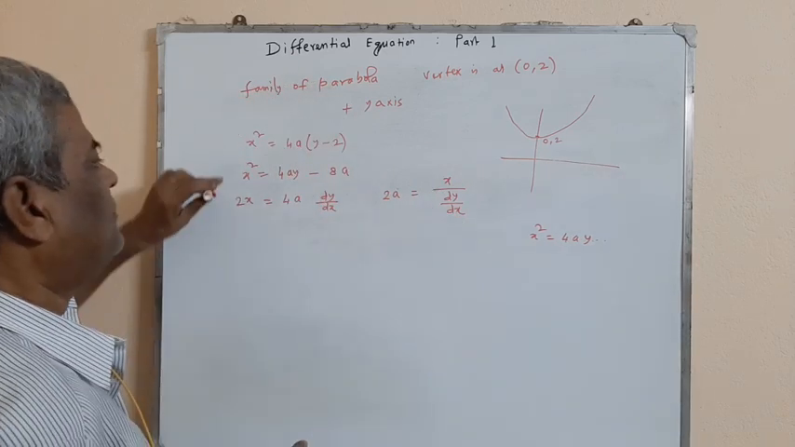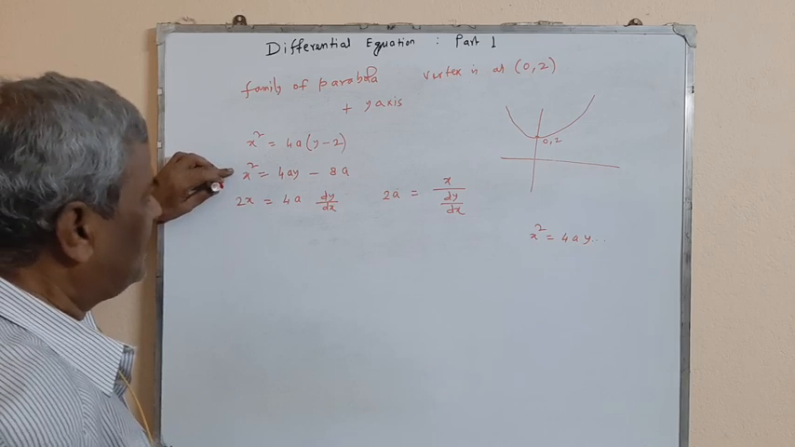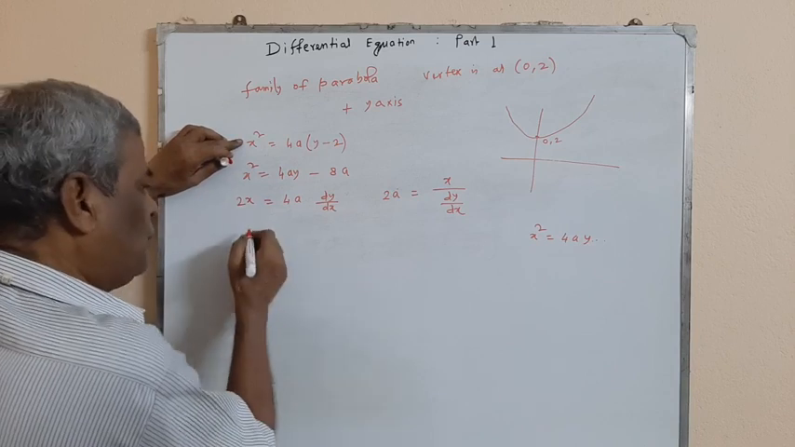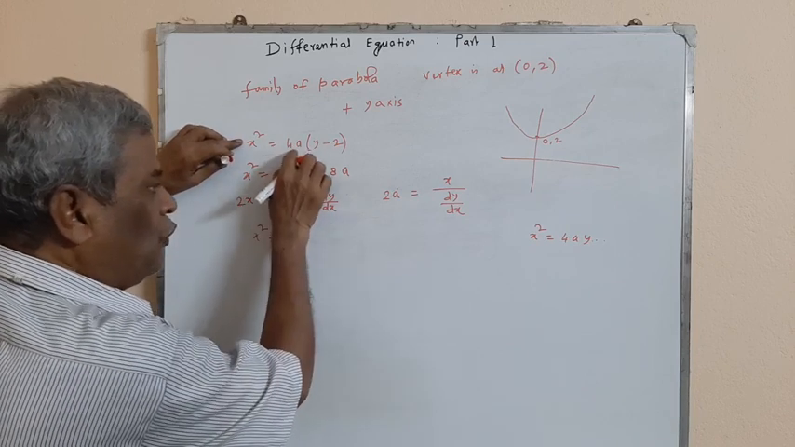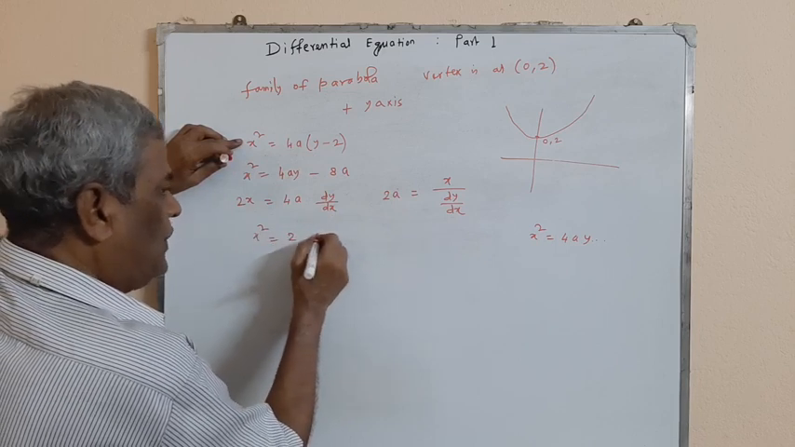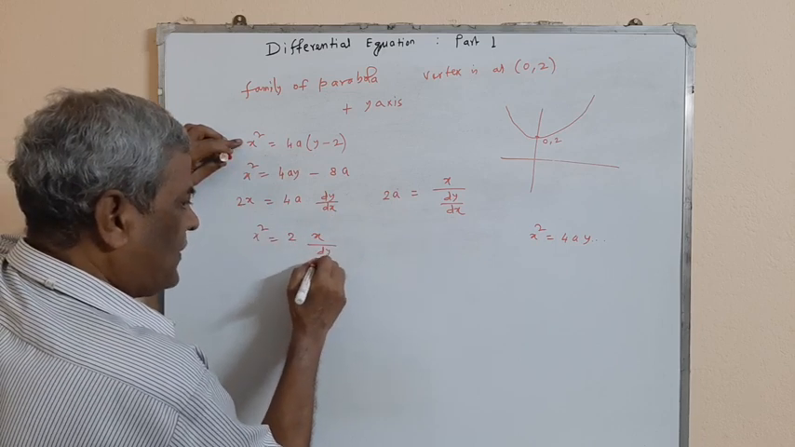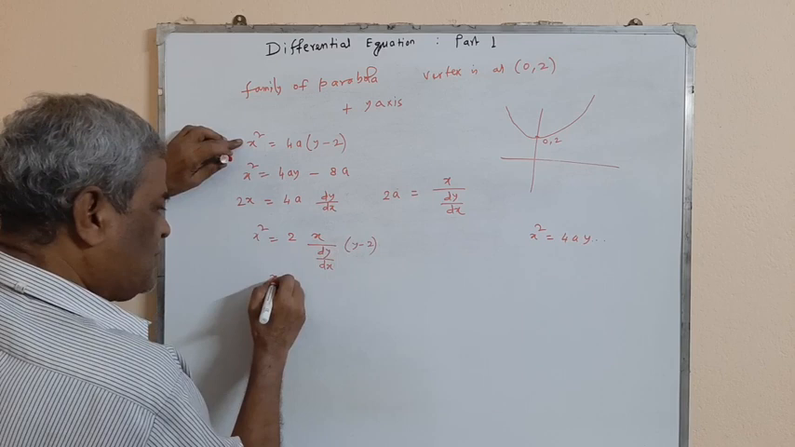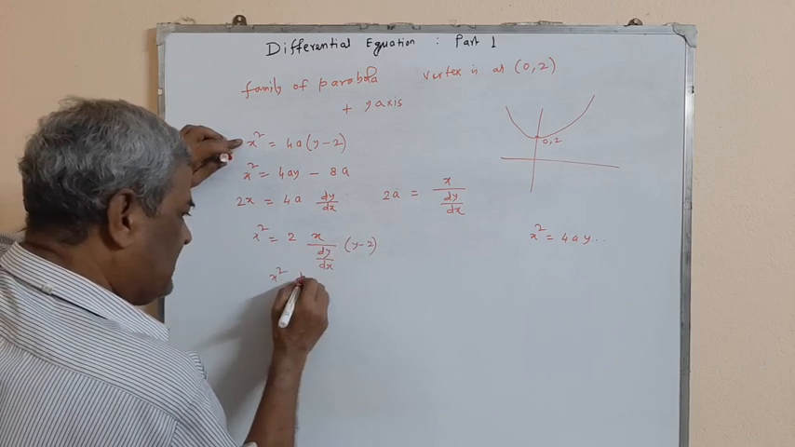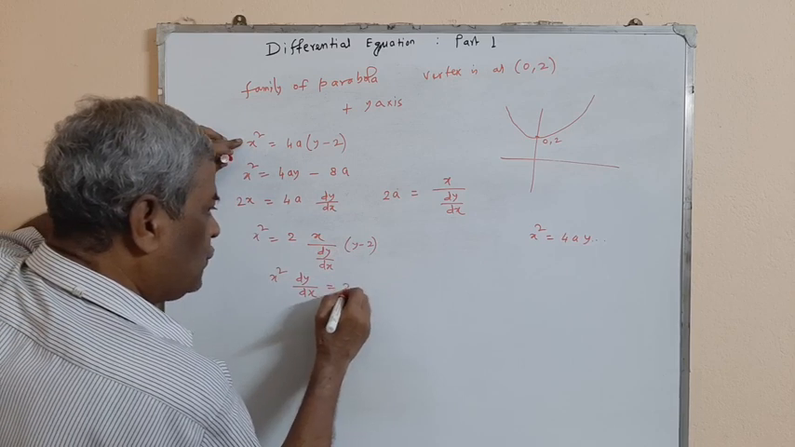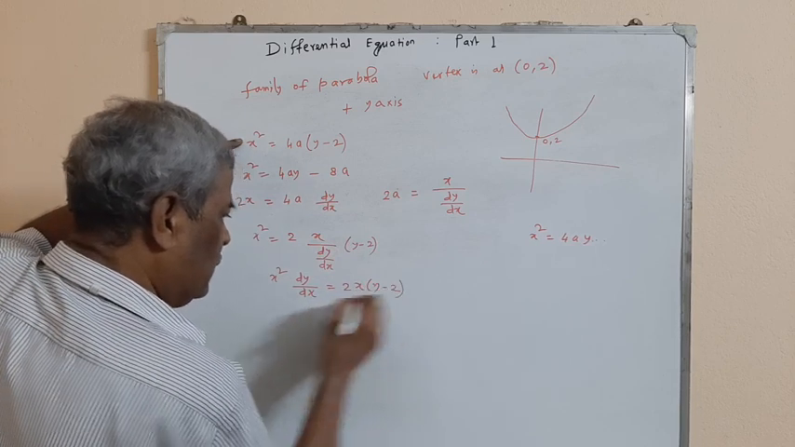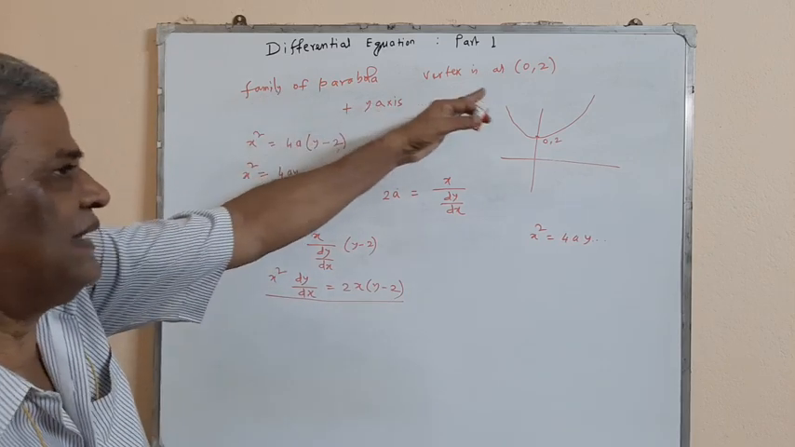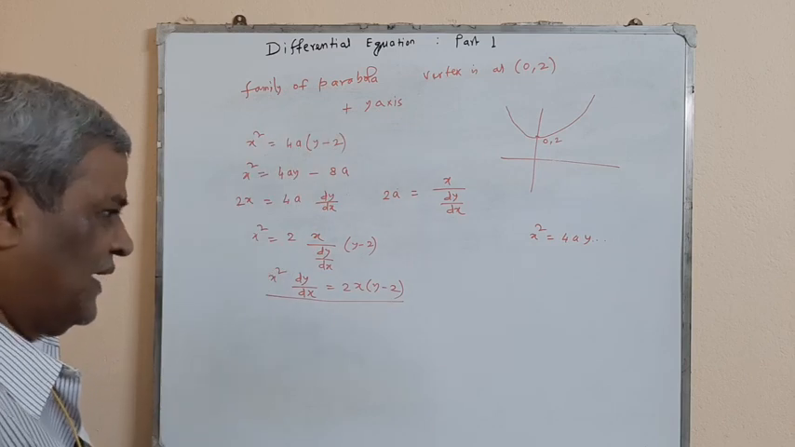So from the given curve, now try to eliminate a, which is x square is equal to 4a, it is 2 into 2a. So 2 into x by dy/dx into (y minus 2). That is x square into dy/dx is equal to 2x into (y minus 2). This is the differential equation corresponding to the family of parabolas. Vertex is that, axis is that, and this is the answer.